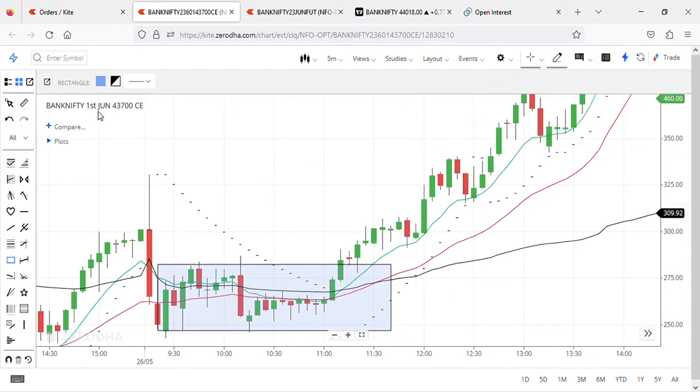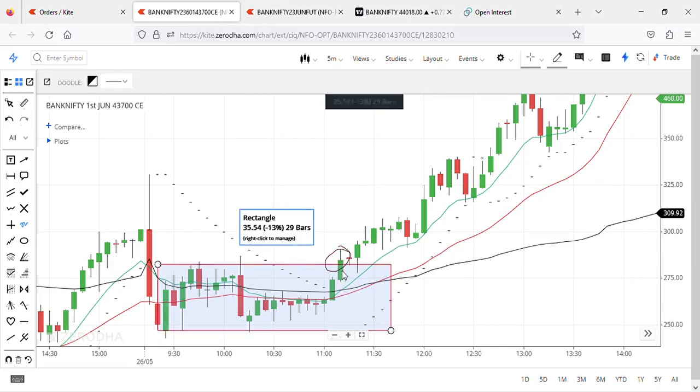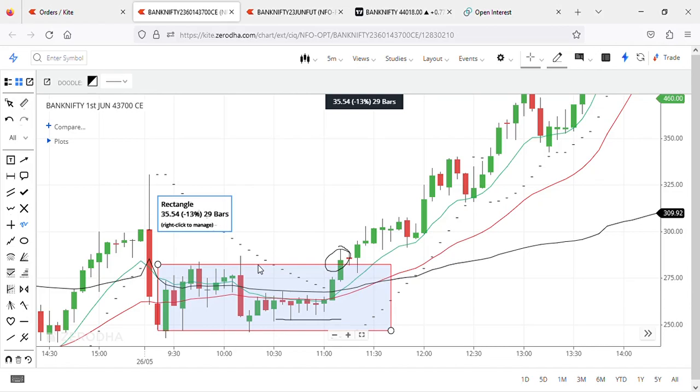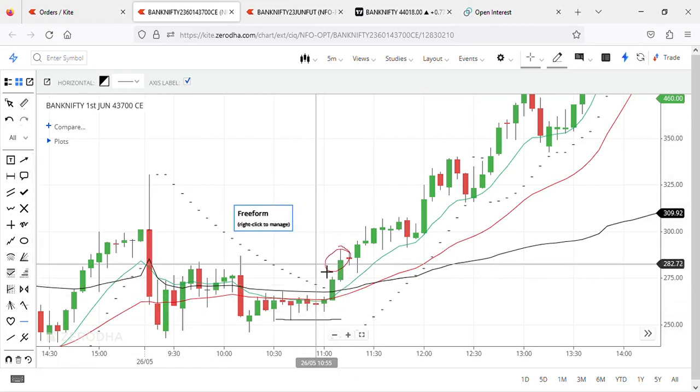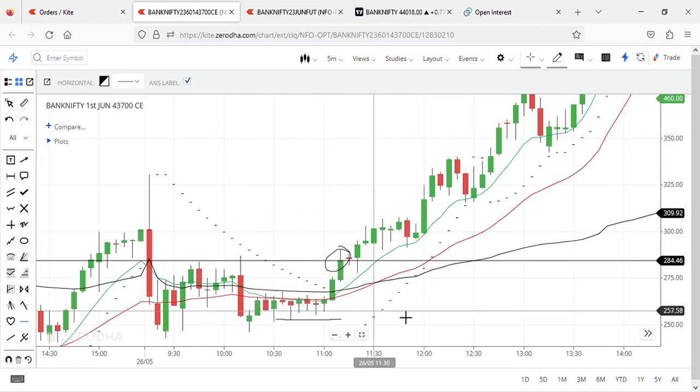This is the rectangle that I'm drawing and I am waiting for a breakout. So the breakout happens exactly over here. Do I take it? Yes. Why? Because there is a swing below. So my entry, let me just delete this rectangle. Now my entry is marked over here where the breakout happens.